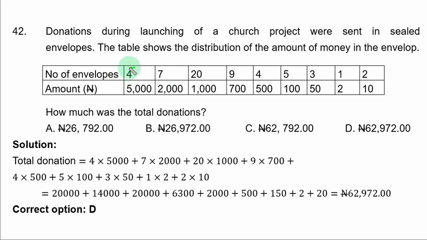First, here you have 4 envelopes. Each envelope contains 5,000 naira. So the 4 envelopes contain 20,000. That is 4 times 5,000 plus 7 times 2,000 and so on. By the time you multiply and add, you have 62,972 naira. D is the correct option.